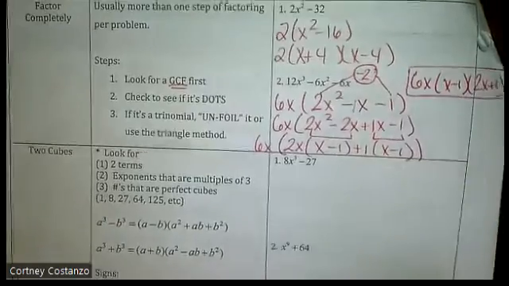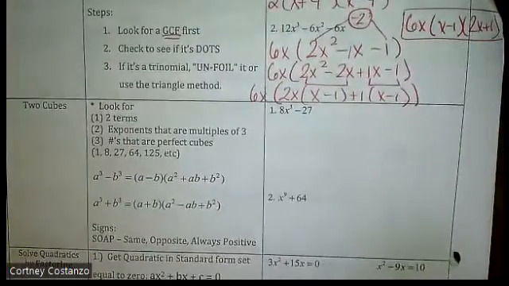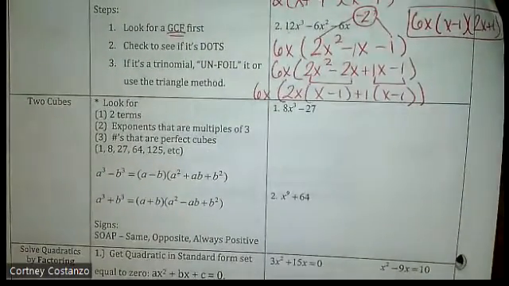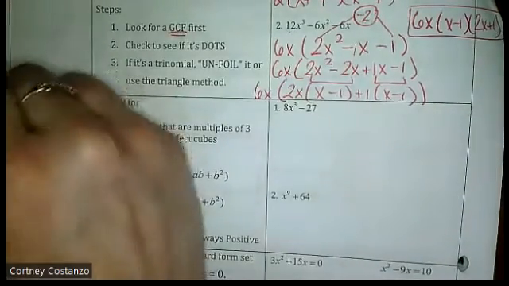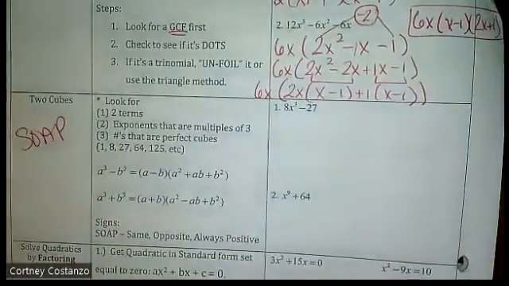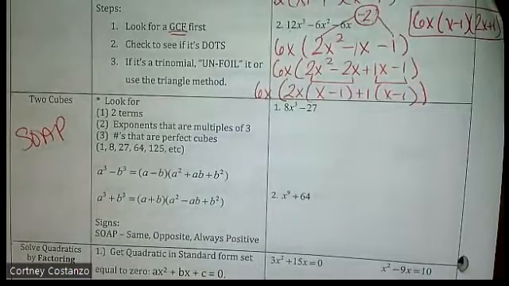Okay, dun dun dun. We got to the one that was brand new to everyone. Everyone has never learned this until you got to Algebra 2 this year, and that is SOAP. Essentially factoring 2 cubes, 2 perfect cubes. What you want to look for is something that you could essentially think of this as something to the 3rd power and something to the 3rd power.